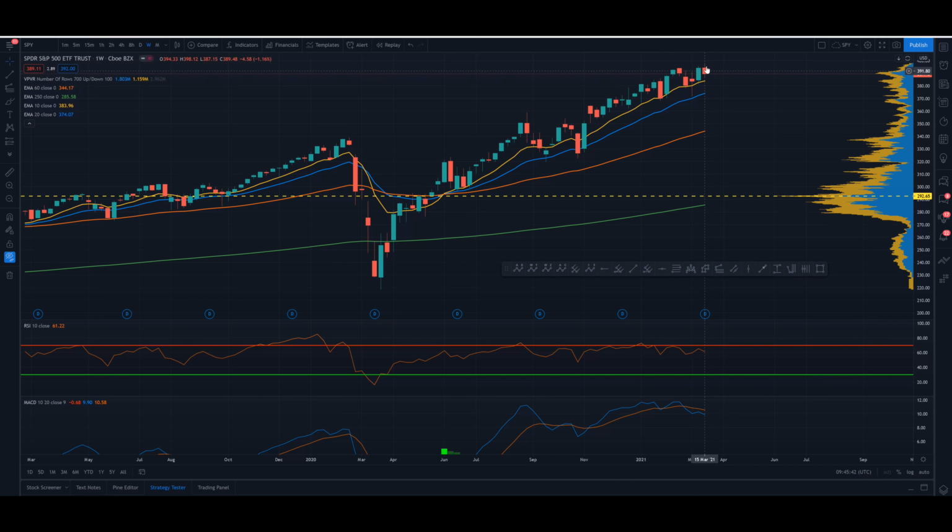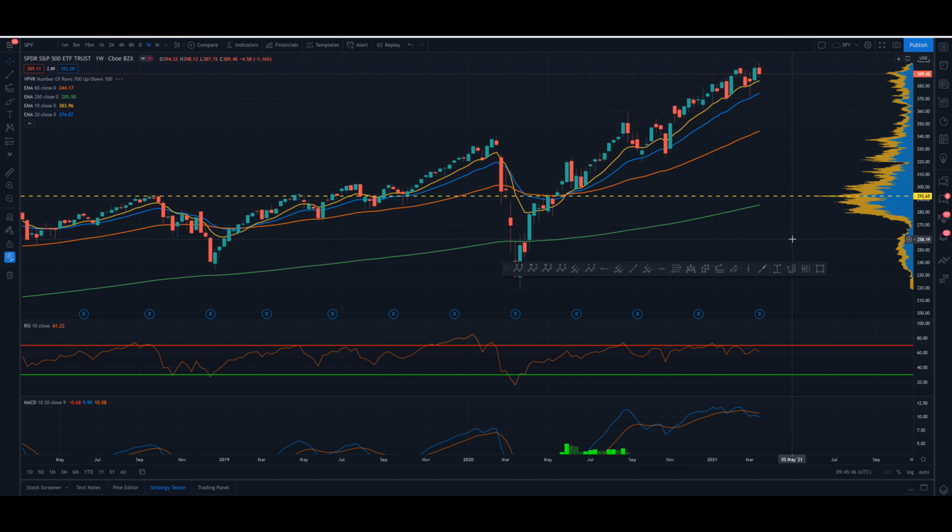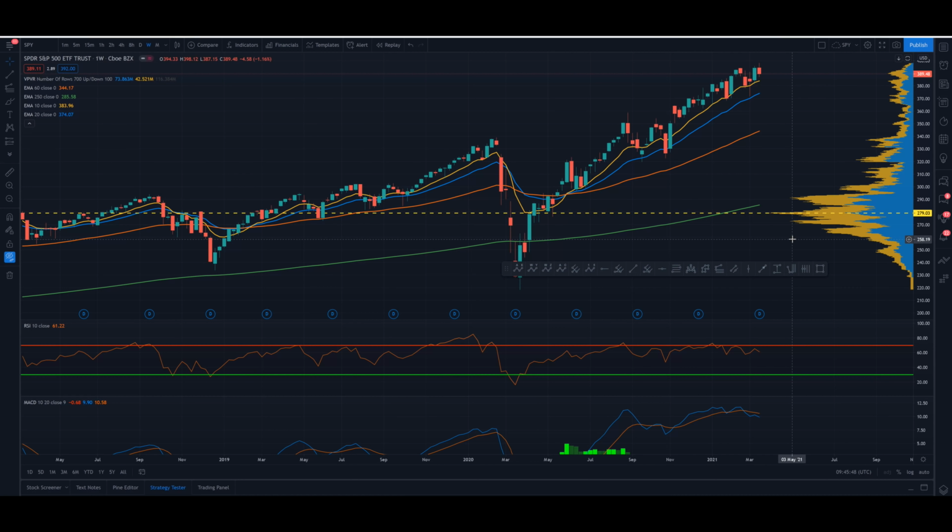So pretty weak punch to new highs on the S&P. Very indifferent price action, regarding how different it is to the Dow Jones, which is a very violent and aggressive push to new highs over the last few weeks. And the NASDAQ, of course, has been selling off.